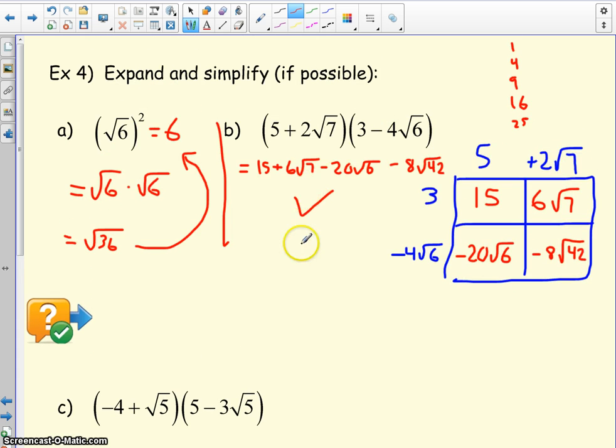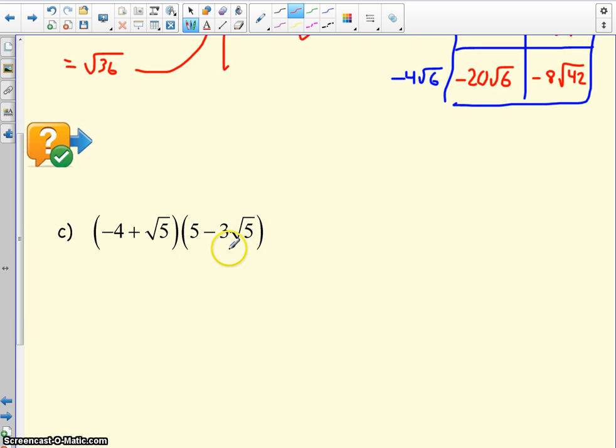Okay, I'm going to take the exact same approach down here with C. In fact, I'd like you to try this one on your own first. Try the same idea, try and set this up with an array, expand it, simplify as much as you can, and see what you can get. So pause it for now and push play when you're ready to go through and see the answer.